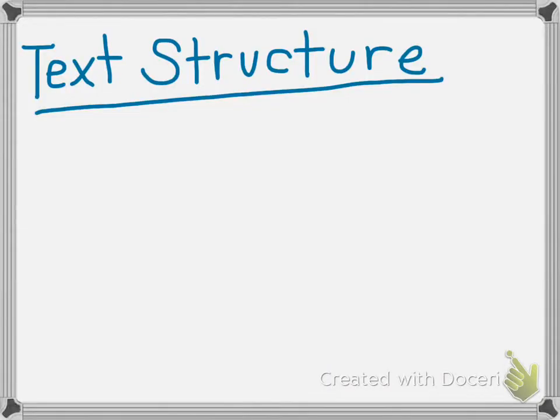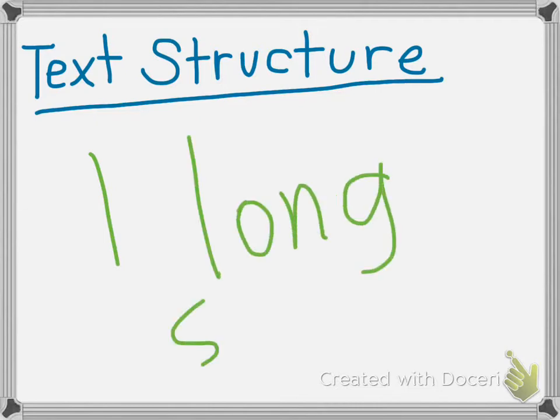First one is text structure. So is this a single story, lots of stories, poems? I can tell from the back that this is going to be one big long story about this boy named Stanley that's at Camp Green Lake. So I can say that the text structure is just one long story.